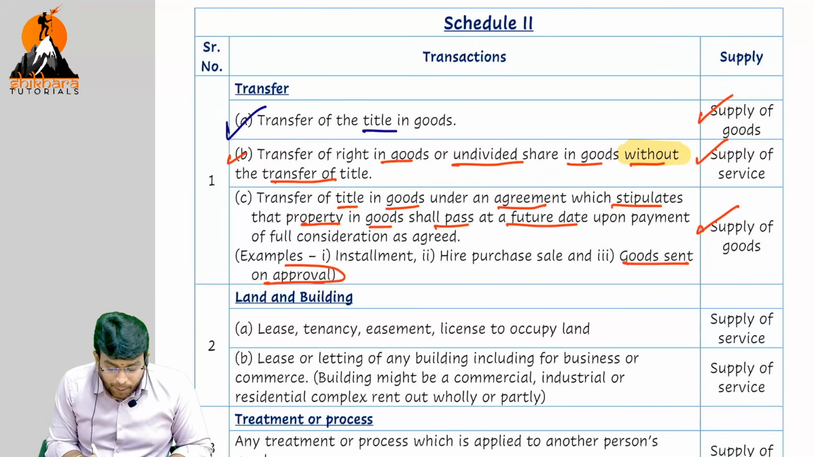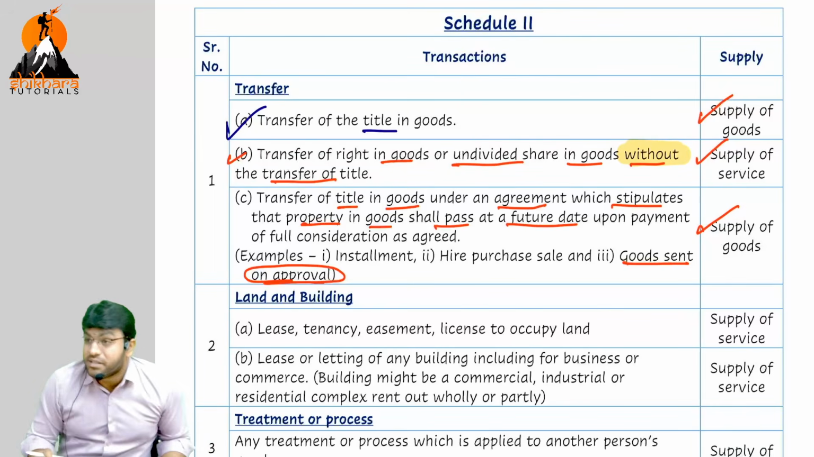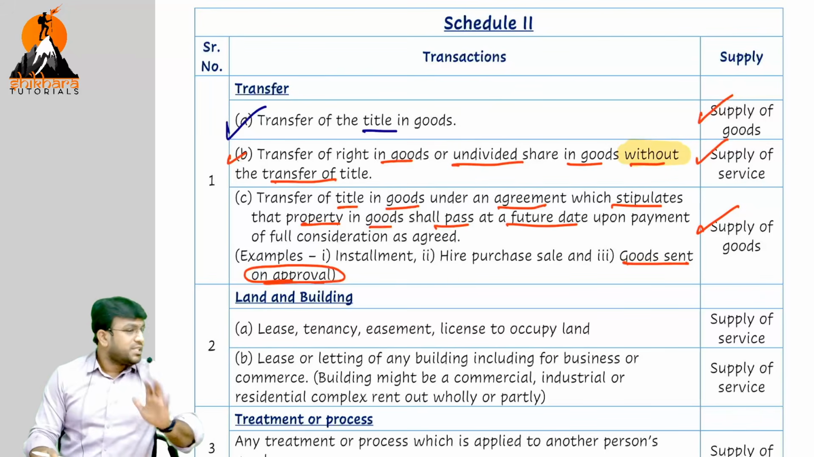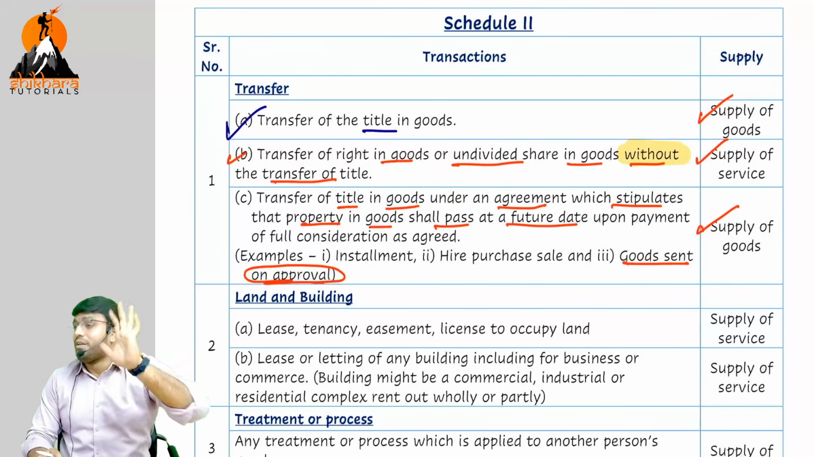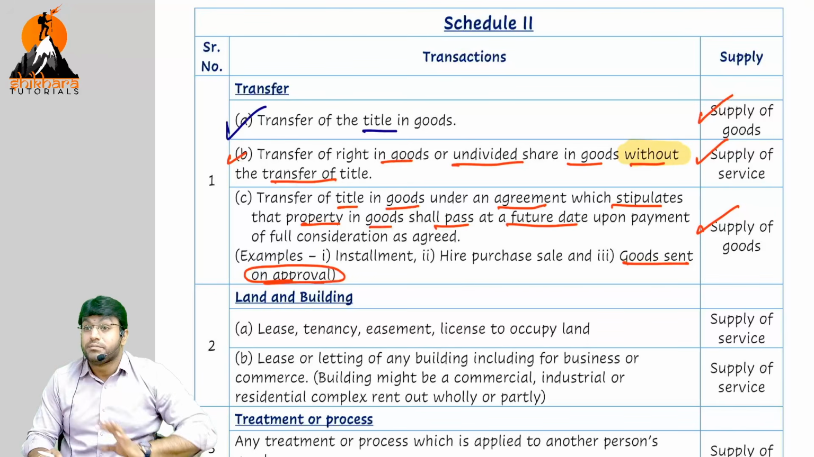One more example, sir. Goods. What is this one? Sale on approval or return basis. The customer accepts it, sale is done. If he is not accepting and returning, sale is not done. You know this, no? The point will come again in the time of supply chapter. We'll talk there.